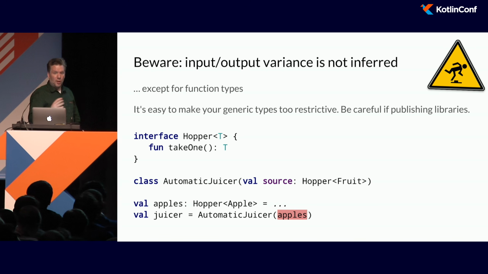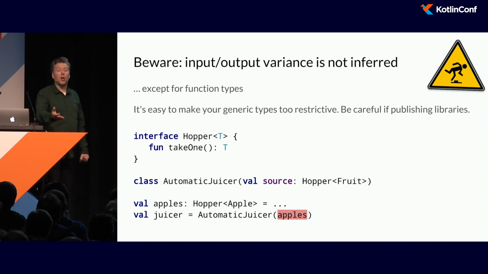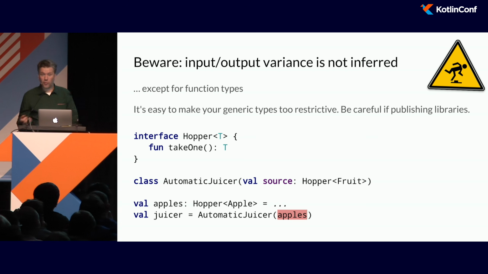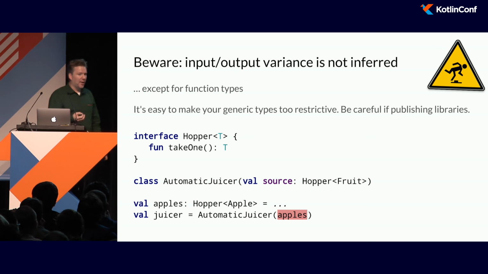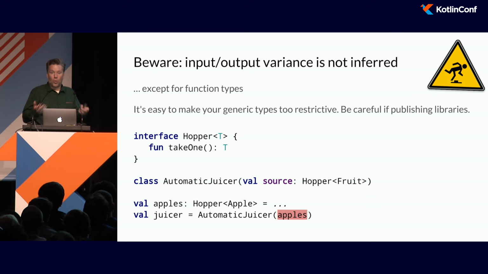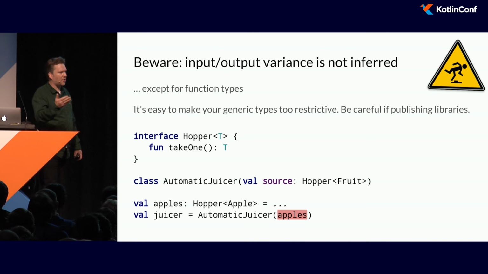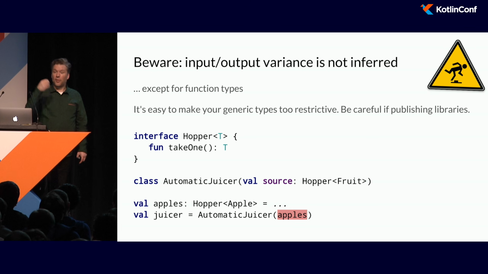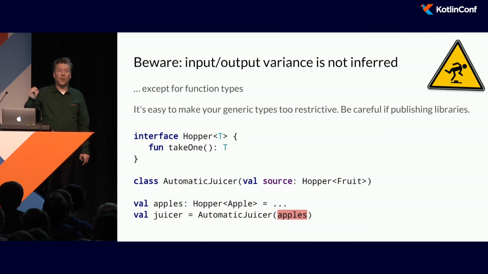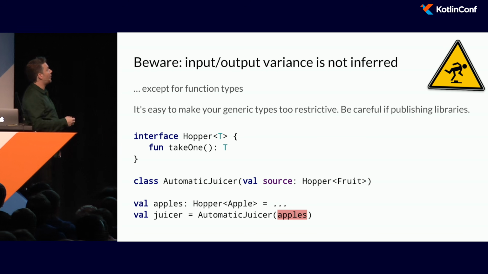So again, in your own code base, not a problem. As soon as you find the error, you can fix it. But if you're publishing libraries, this is something you have to be aware of and be careful about. And luckily, IntelliJ can give you hints that you could add output variance or input variance onto this generic if it notices that the parameter type is only ever returned from functions of the interface or passed into functions of the interface.